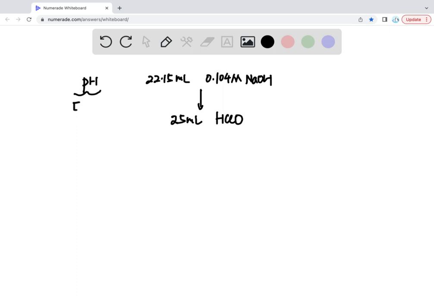Okay, so the question is about calculating the pH. You want to know the pH when you use 22.15 milliliters of the 0.104 molar sodium hydroxide to titrate 25 milliliters of the HClO. And you want to know the pH at the equivalence point.